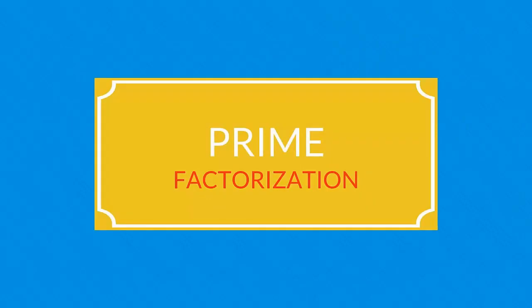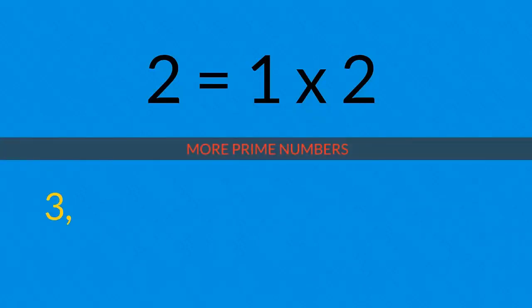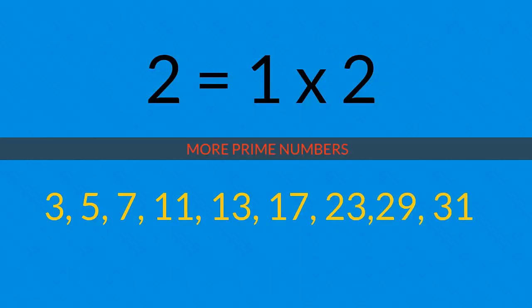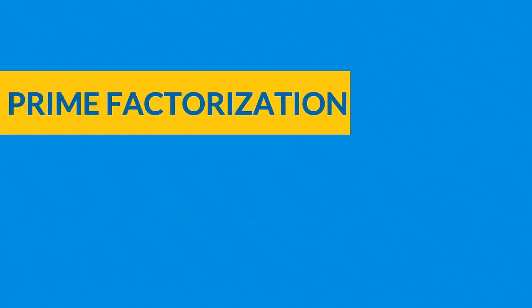What is prime? A number is prime if its only divisors are 1 and itself. So 2 is a prime number because I can't divide it into any other factors than 1 and 2. Other prime numbers include 3, 5, 11, 13, 17, 23, 29, 31, and more. Factorization is listing out the factors of a number until you've broken it down into all the possible prime numbers.